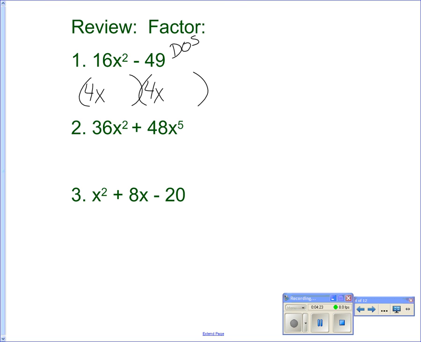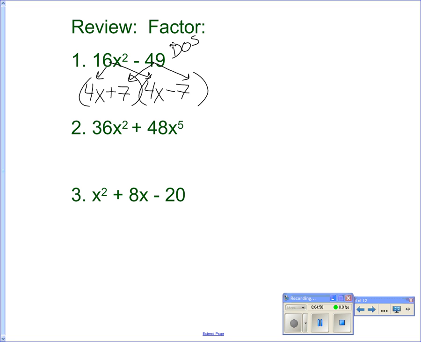So you're splitting it up. 49 splits into 7 times 7. And remember, the only way to get negative 49 is to have a positive and a negative. The signs are going to have to be different for difference of squares. Okay? Question on that one?